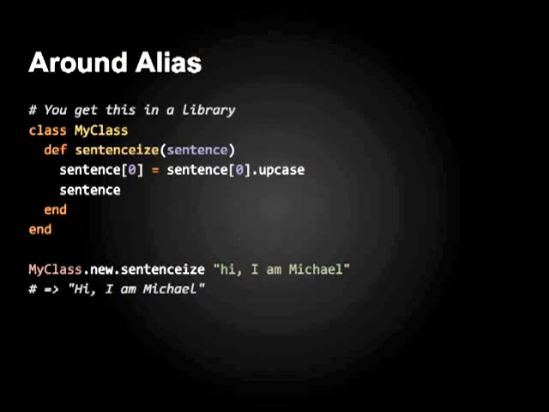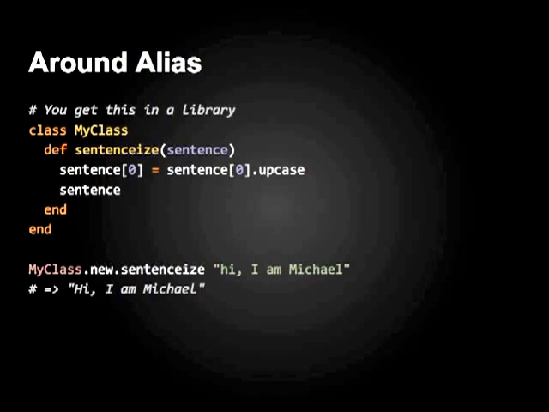So let's say that you get this in a library. So this isn't your own code, which means you probably shouldn't just modify it directly. So my class has a method called sentence_size, and the intention of this is to take a string and uppercase the first letter. Now, we could just use the capitalize method of a string. However, that would have the effect of capitalizing the first letter and lowercasing everything else. So that's not really going to work well for us.